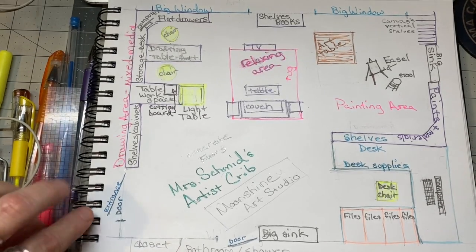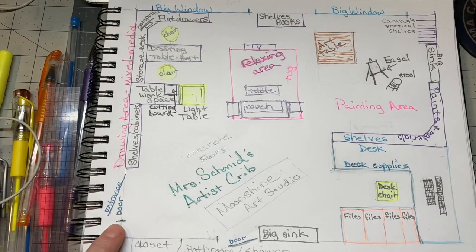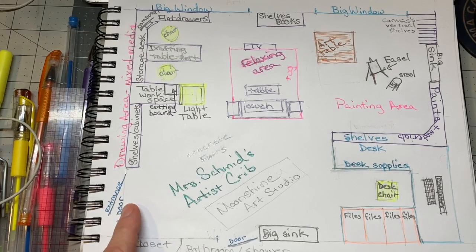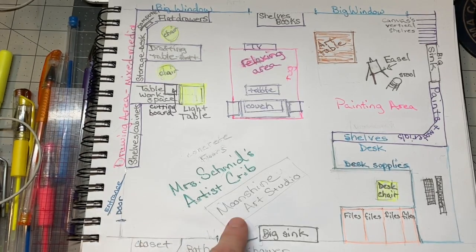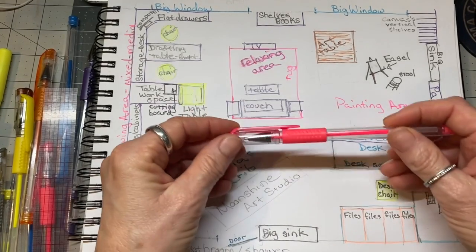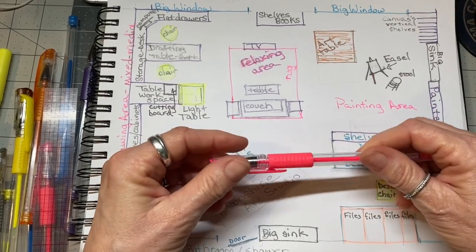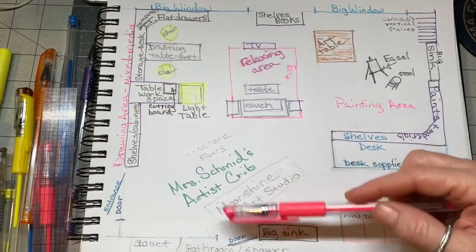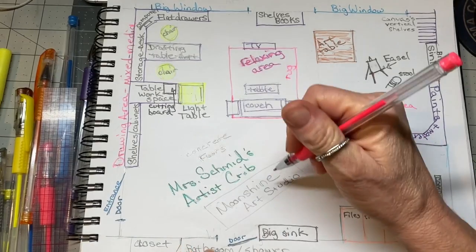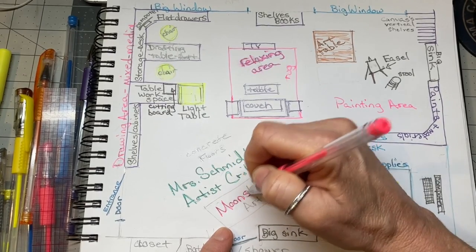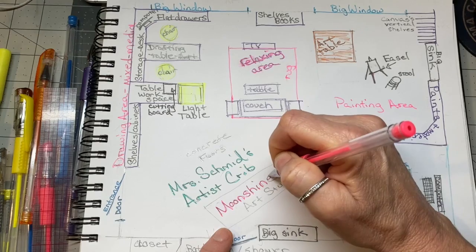So over here, I'm gonna pretend my finger is my entrance door. And I marked everything so that way you can clearly see it. I've named my art studio Moonshine Art Studio, and I love using my gel pens. So if you have pens or colored pencils laying around or even crayons, you can color code all your things. I'm like that, but you don't have to. But I wanted to show you that you can just draw right on top. I've made a lot of mistakes, and I'll talk about that in a second.